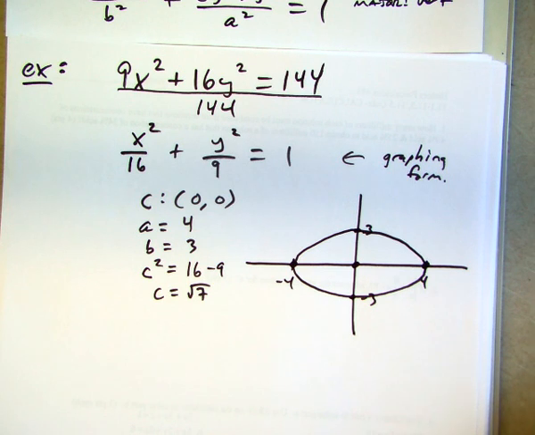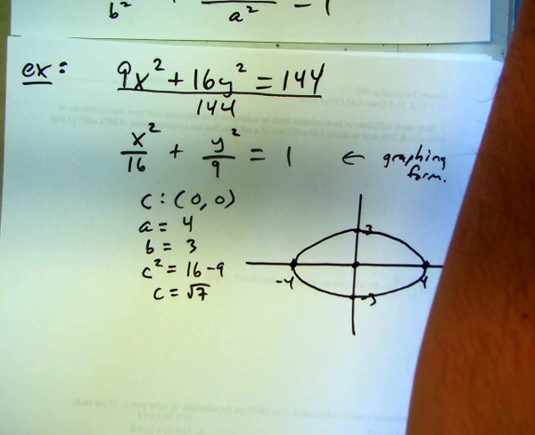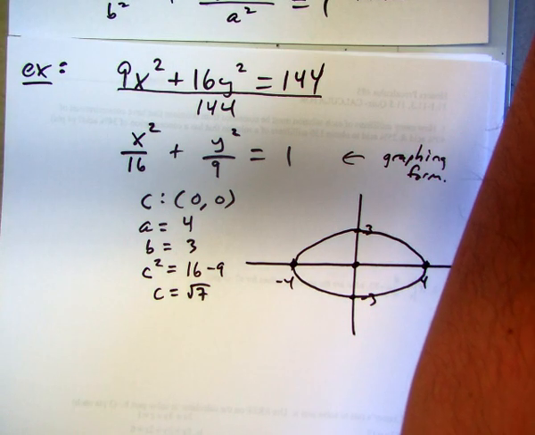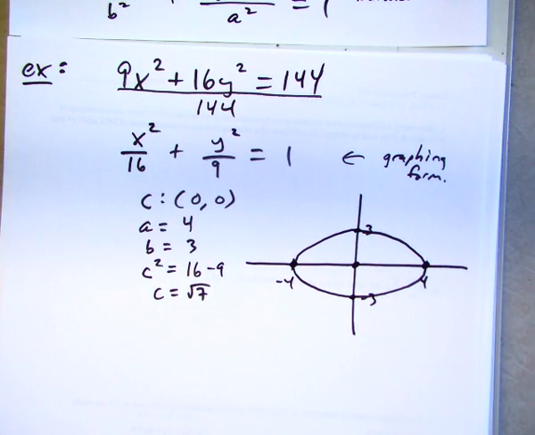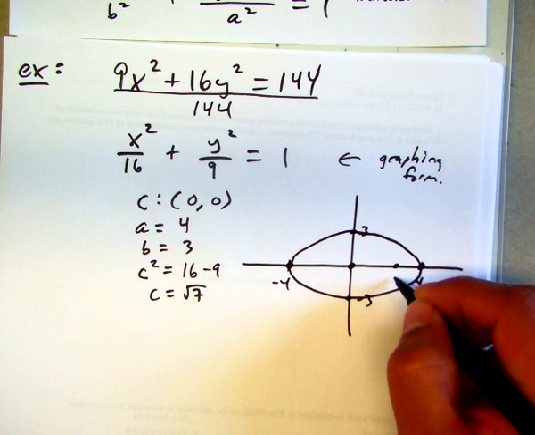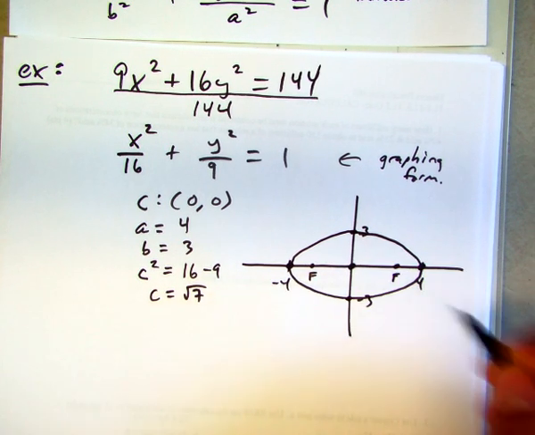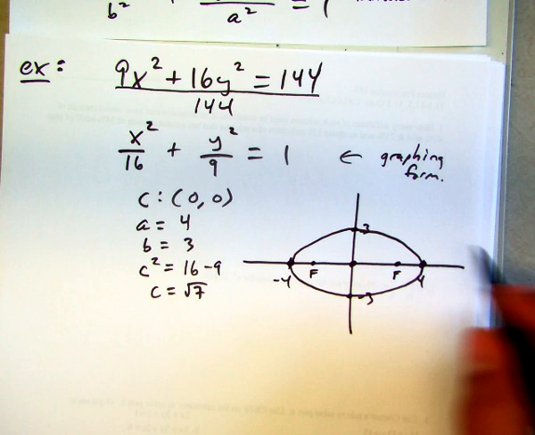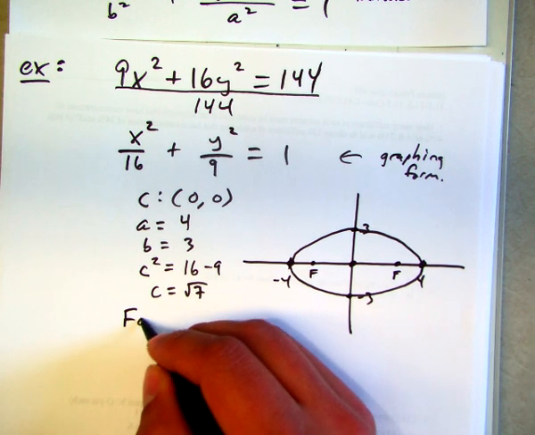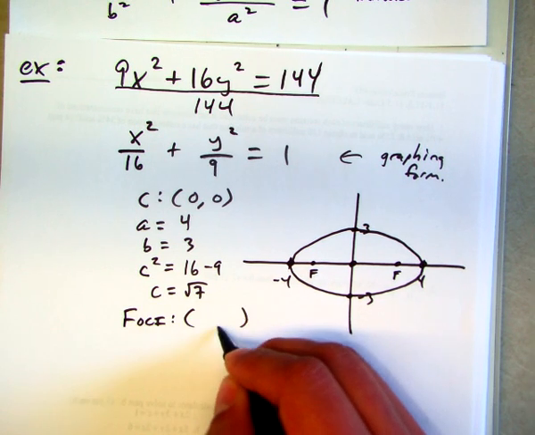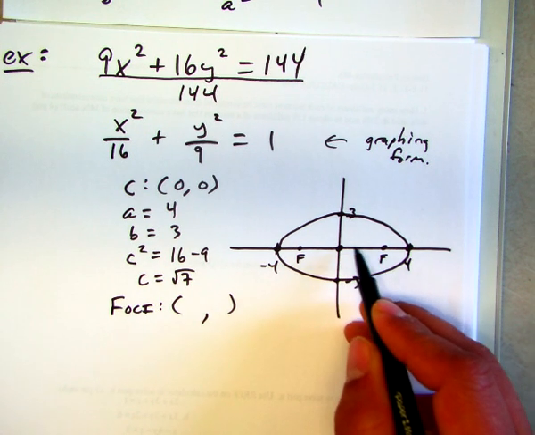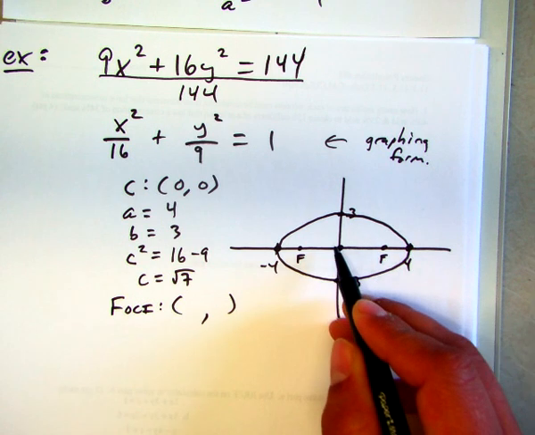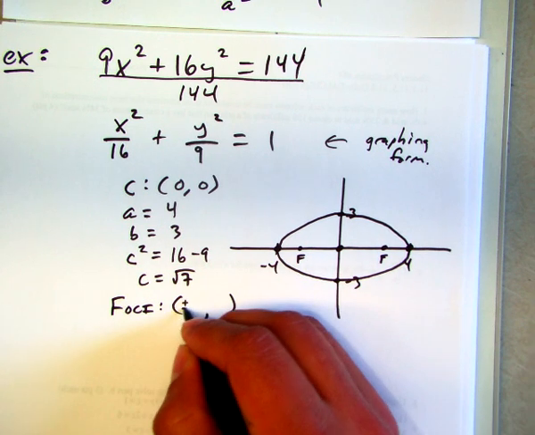And what is root 7? Root 7 tells you, and you're going to be asked this, how far, go back to your picture if you forgot what c tells you. Distance from what to what? Center to focus, right? So let's write down the coordinates of the foci. From center to focus is how long again? Root 7, because that's c. So the coordinates would be at root 7 and negative root 7, 0.